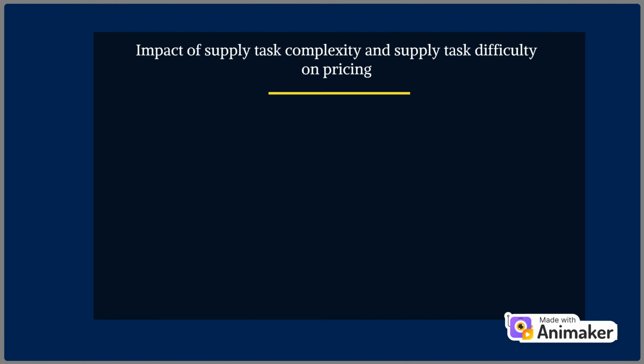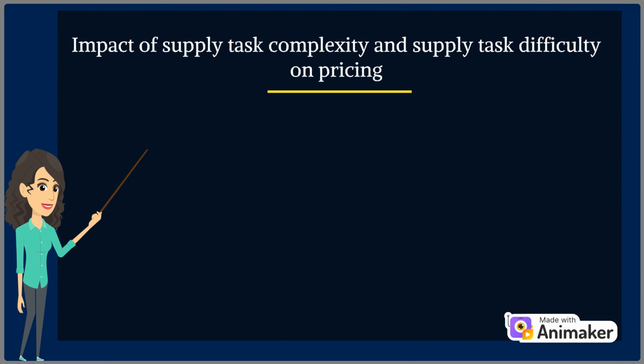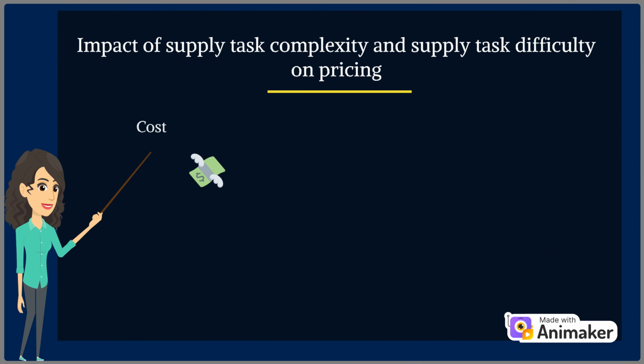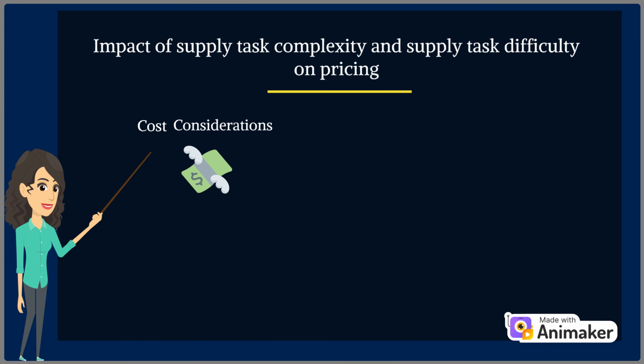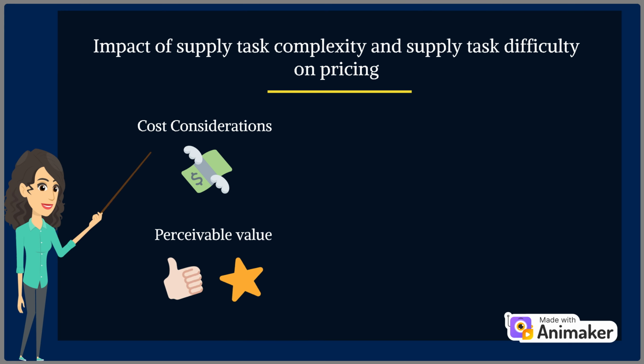Impact of supply task complexity and supply task difficulty on pricing. Firstly is cost considerations. The higher the supply task complexity and difficulty, the higher the costs will be, resulting in increased prices. Next is perceivable value. The consumer will perceive the product or service provided as more valuable because of the uniqueness and quality resulting from the difficulty and complexity of the supply task.